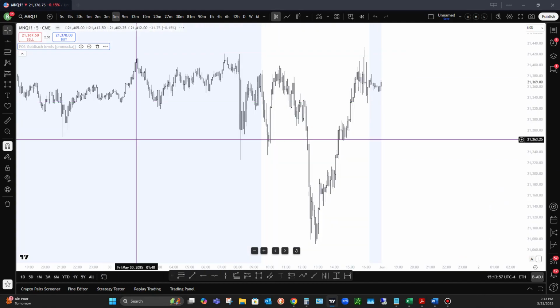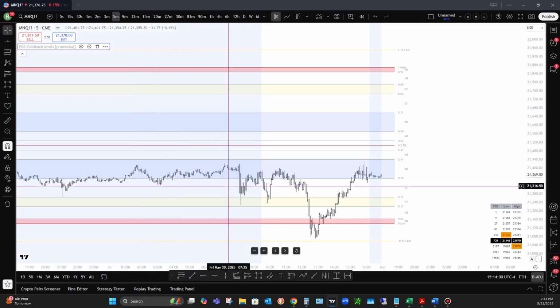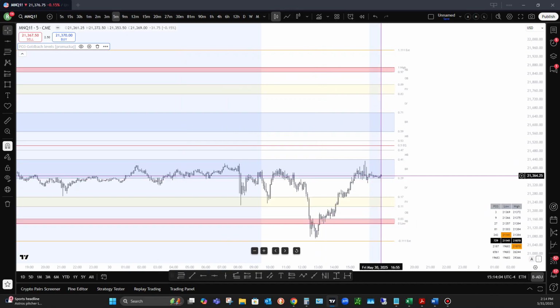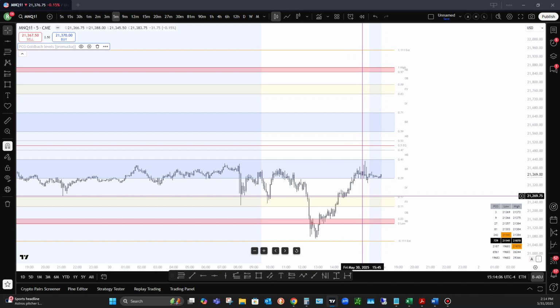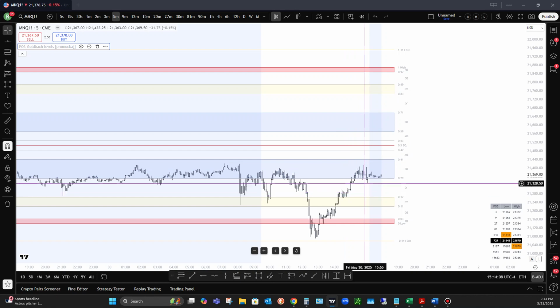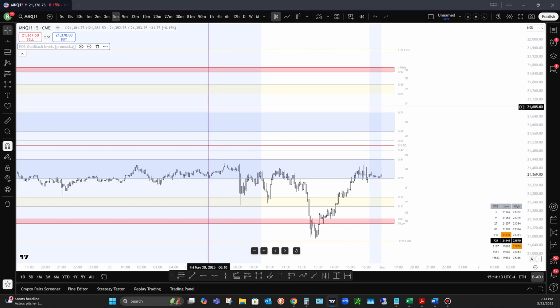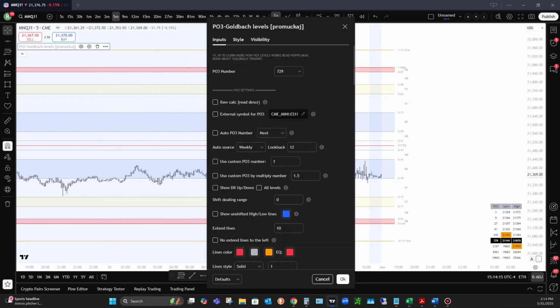Okay. And I'll put it on a smaller time scale so that I can see where I'm at. So right now, we are in discount below the 50%. So I'm thinking, okay, my bias should be long, but I'd like to see a retracement so that I can get the best price that I can. And then we can go down to the 243 and let's see where we are with that.